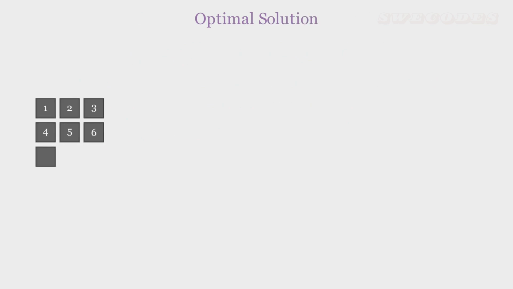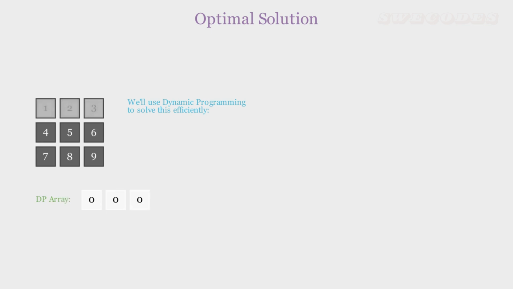We start with a 3 by 3 matrix. Each cell contains a value, and our goal is to select one cell from each row to maximize our total points. To solve this efficiently, we'll use dynamic programming. This approach allows us to break down the problem into smaller, manageable parts. Let's introduce our dp array. Initially, it's filled with zeros, but we'll update it as we process each row of the matrix. Now, let's look at the first row of our matrix. We'll use this to update our dp array.